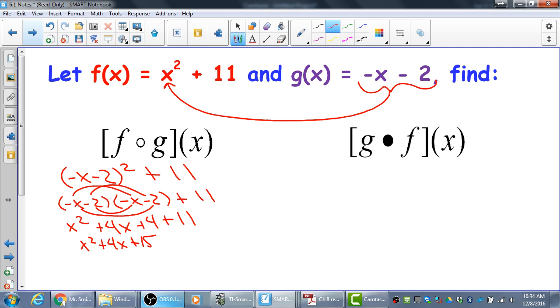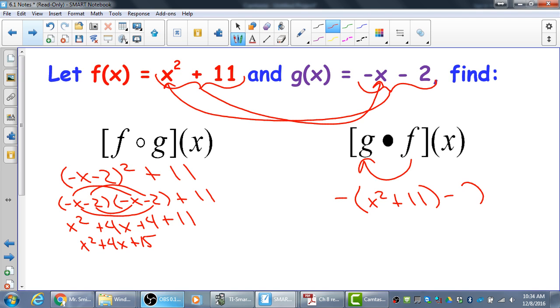G of f is f replaced into g, plugged into g, f into g now. So now we're going the other way around, which is probably a little easier because we don't have to square anything. We're going to plug that in for that x right there. So we have negative x squared plus 11 and then minus 2. So I've replaced that x. Everything else stayed the same. We have the negative and we have the minus 2 still there.